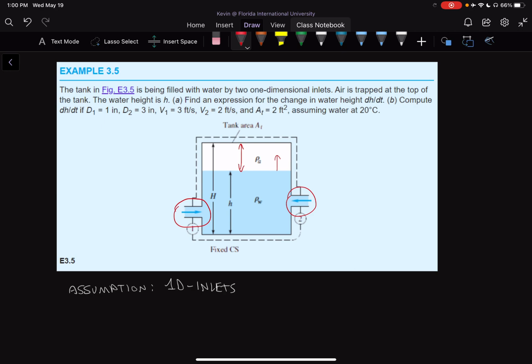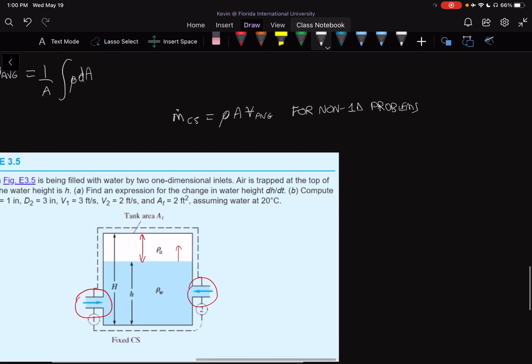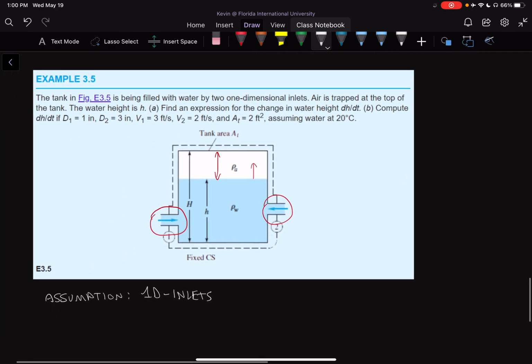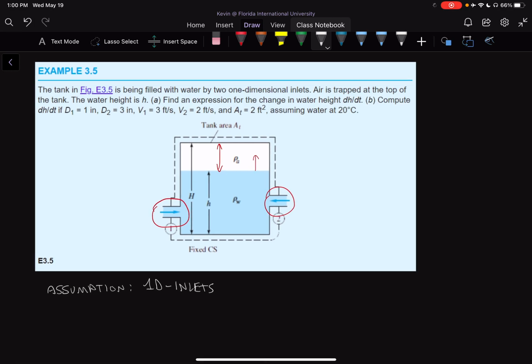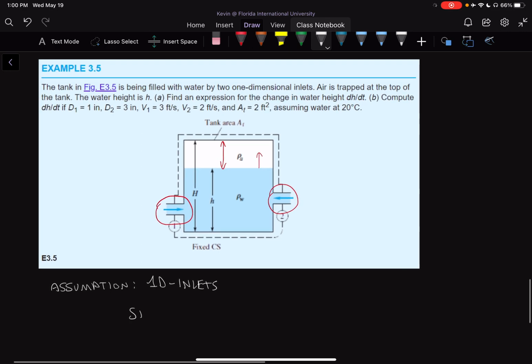So we're going to start with our original equation for conservation of mass. Some of the assumptions we can make before we get started: we have 1D inlets, and for now that's pretty much the only assumption we can make. So let's start the problem back with our original equation.